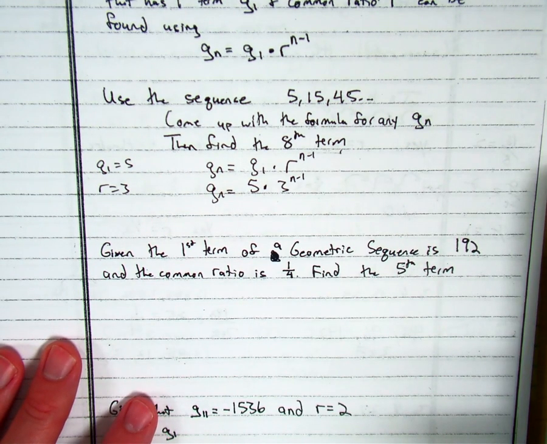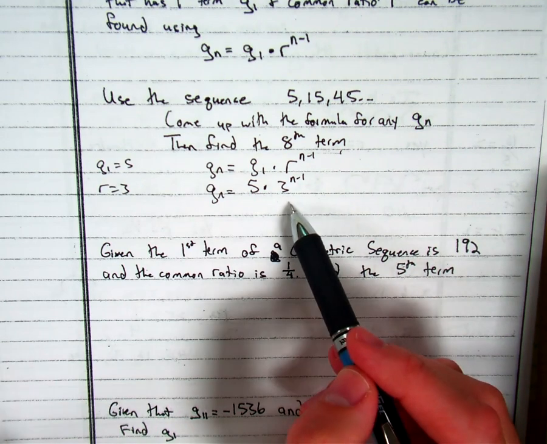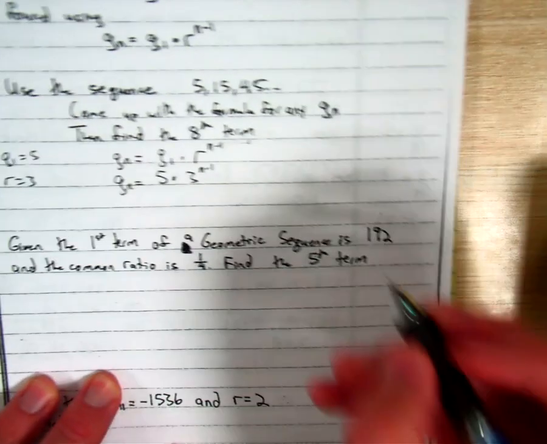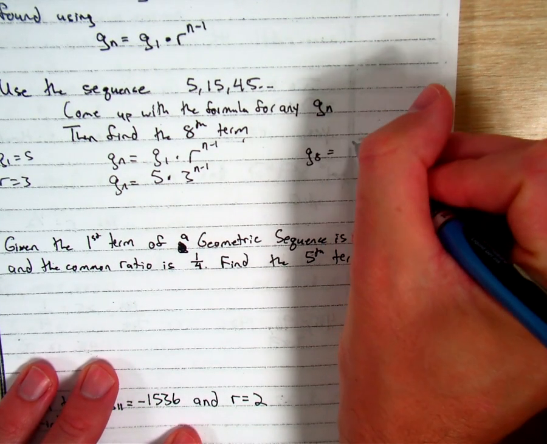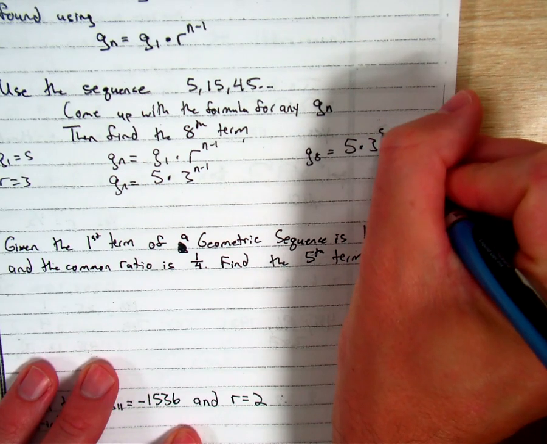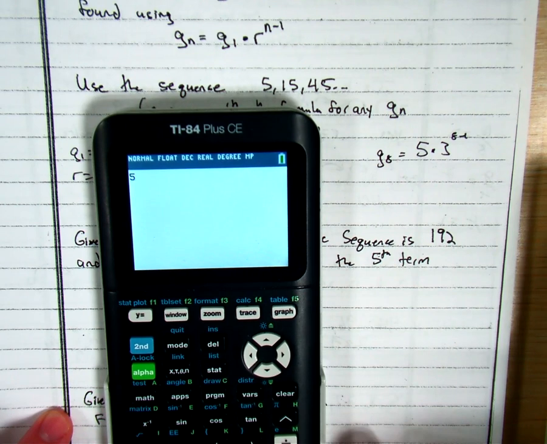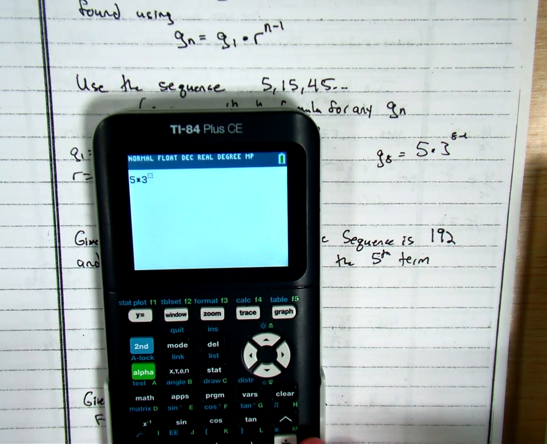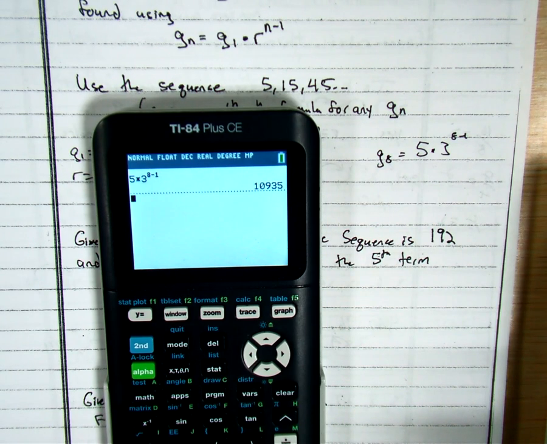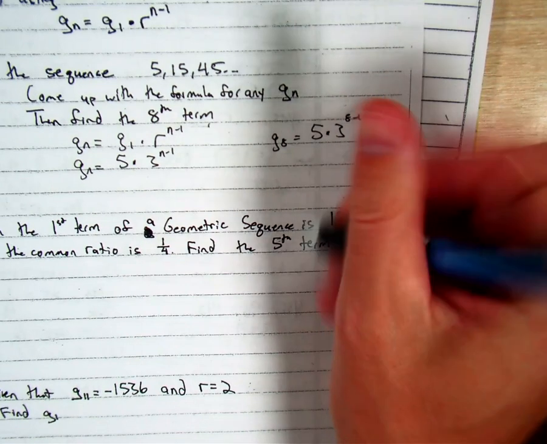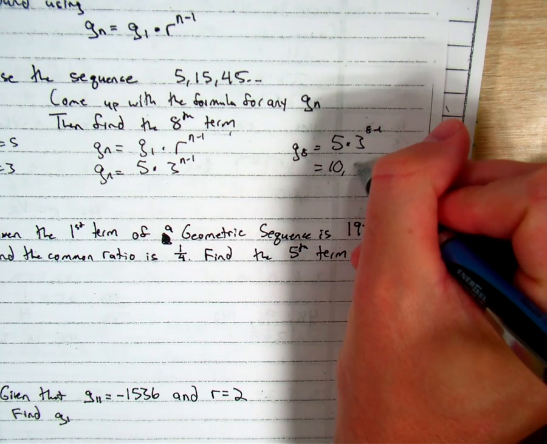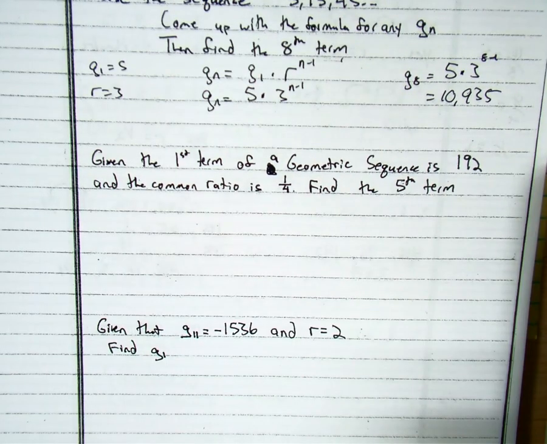And these geometric formulas are way easier because that's it. There's nothing to simplify or really do anything. So when I want to do G8, it's going to be 5 times 3 to the 8 minus 1 power. You could do 8 minus 1 up there. Hopefully we know 8 minus 1 is 7. 10,935. Okay, you have one with a 4th. Let's see if you can do that one on your own. Ready, set, go.